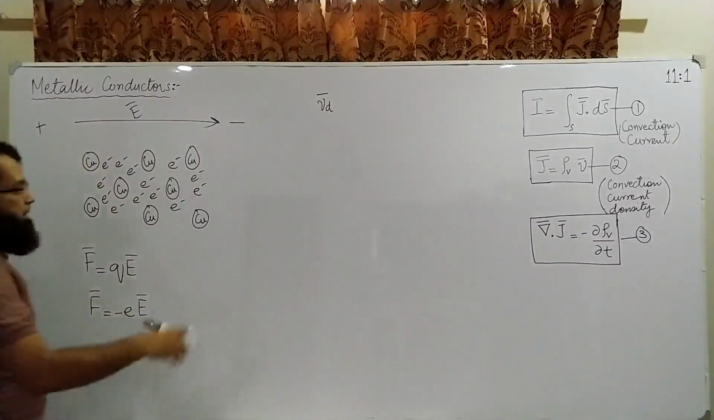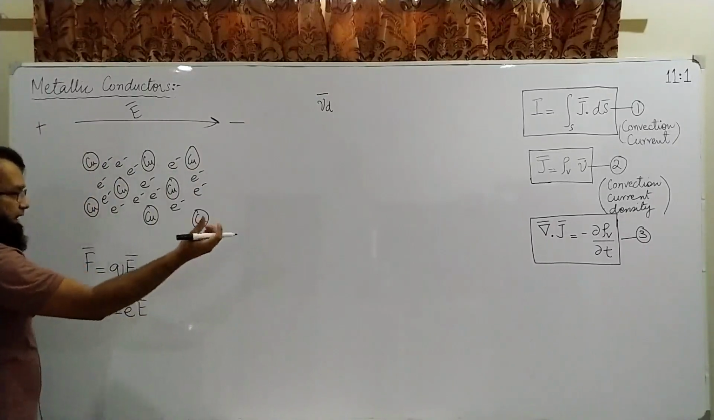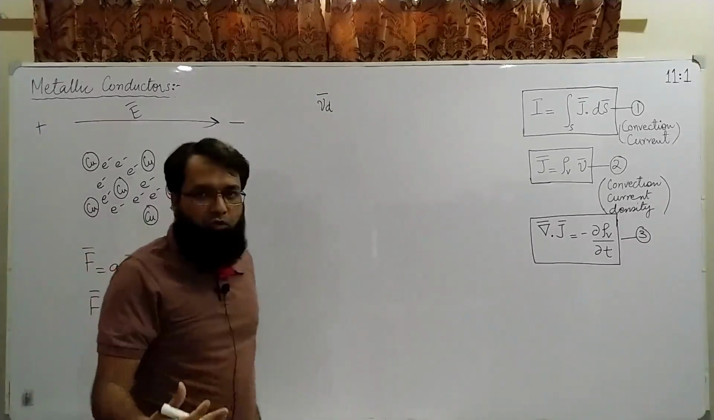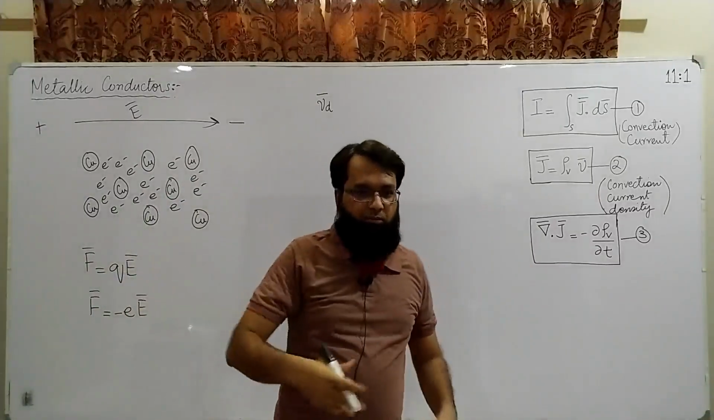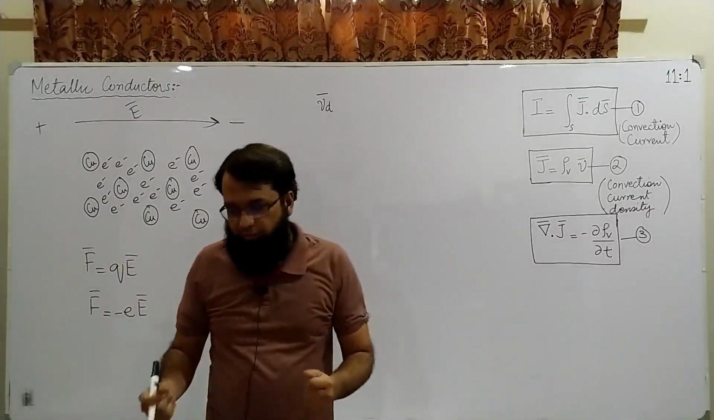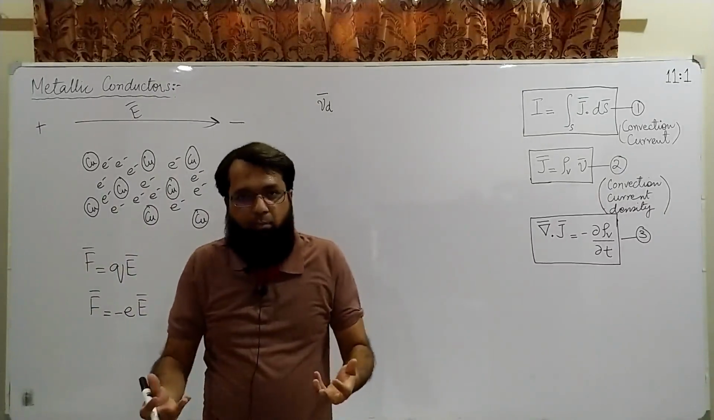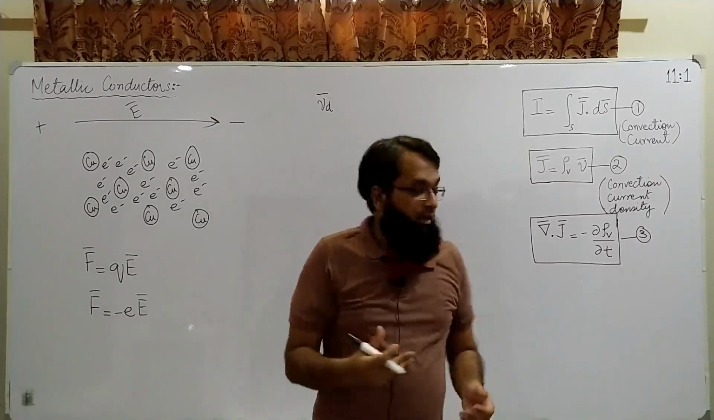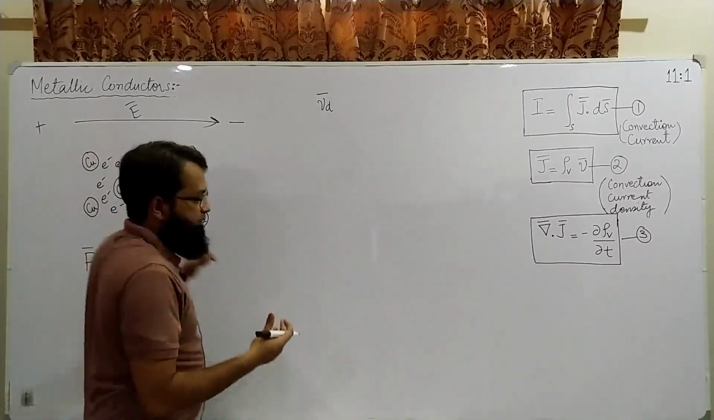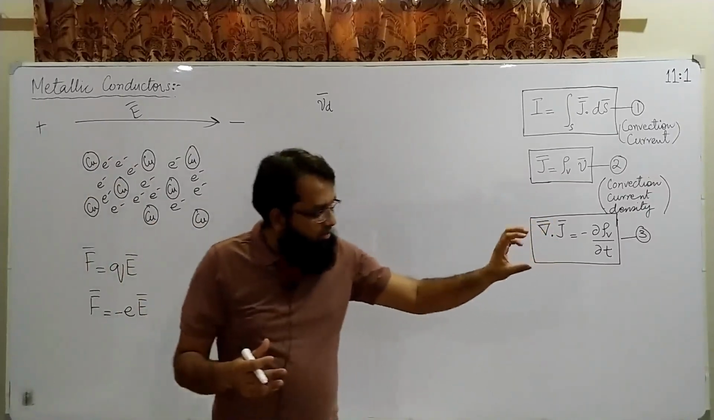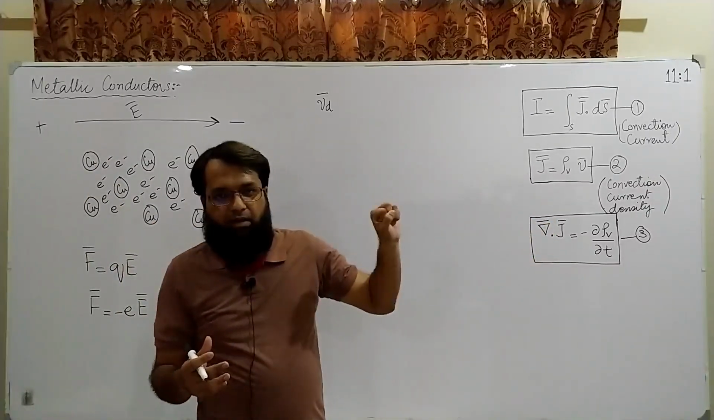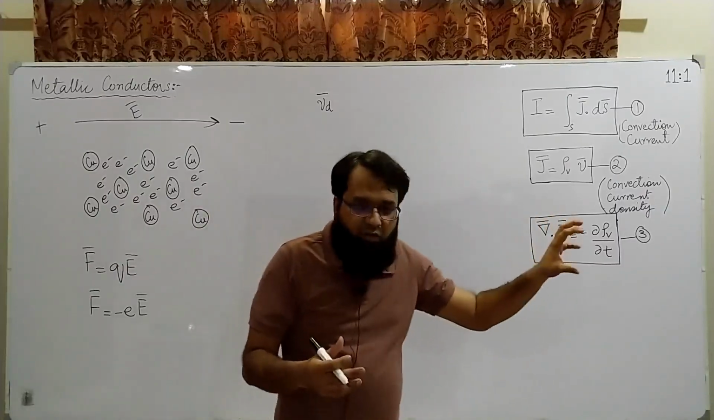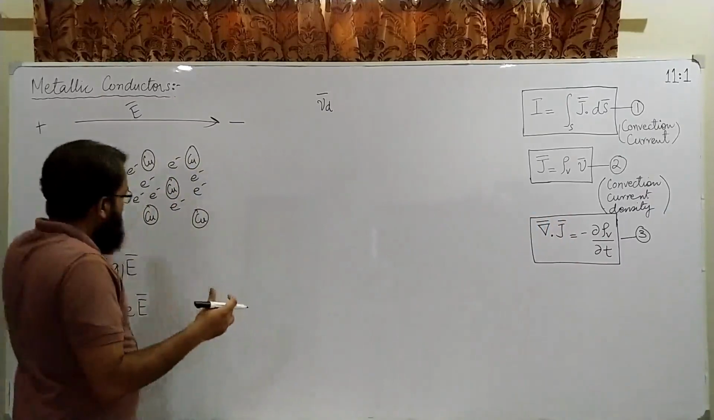Why drift velocity? Because these electrons are not moving on their own will, due to their innate capability. No, they are not moving due to their innate capability. Rather, they are moving due to an external force. So we can say that electrons are being dragged, electrons are not coming of their own will. Okay? So we can say that electrons are being drifted towards one side.